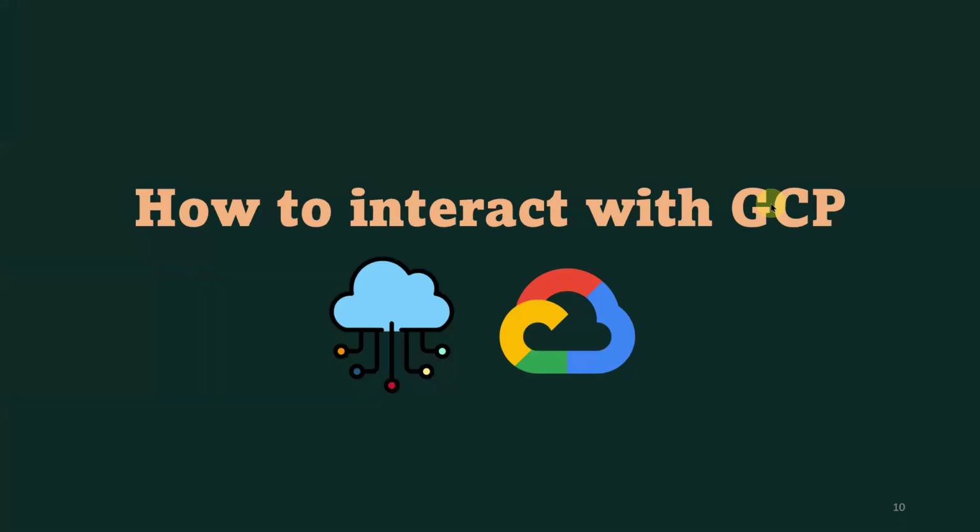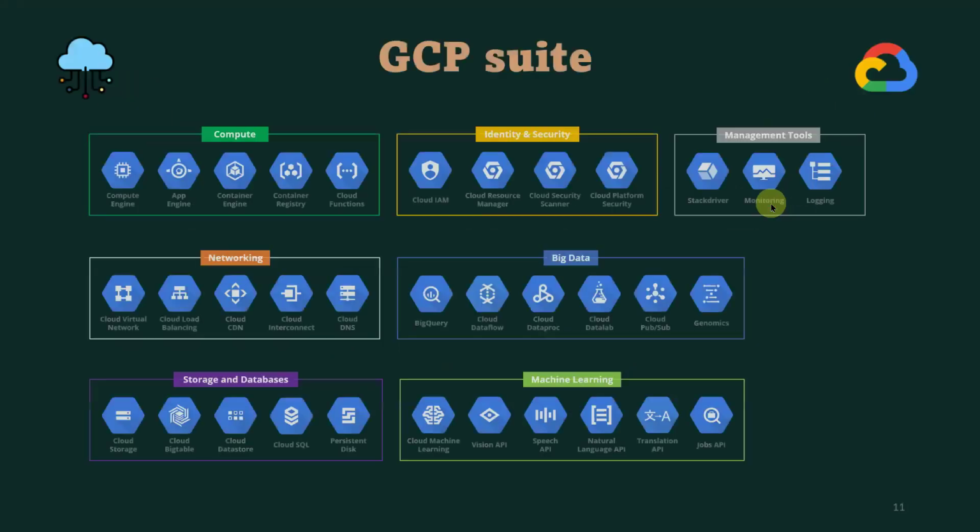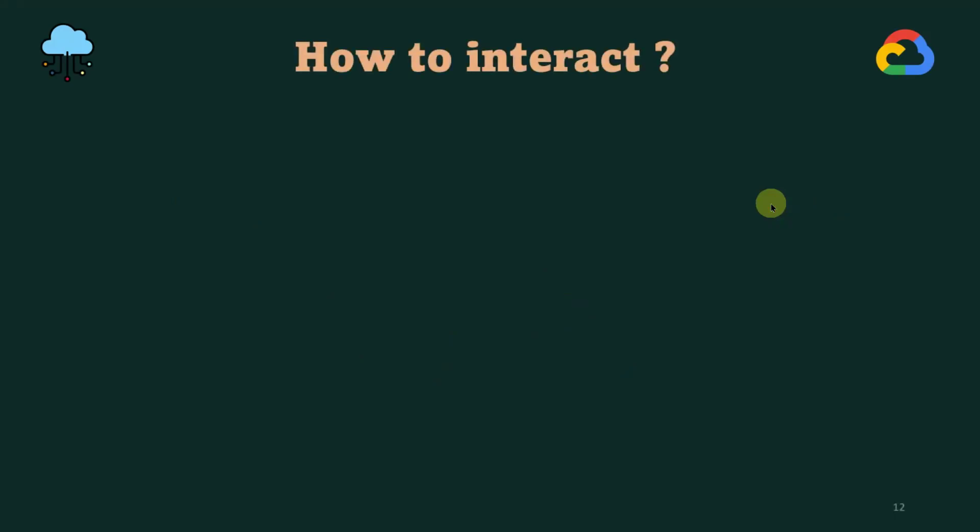But I'm a data engineer. As a data engineer, how do we interact with these services? Can you tell me what are the different ways to interact with these many services? If you ask me, there are totally four main methods to interact with the GCP services.